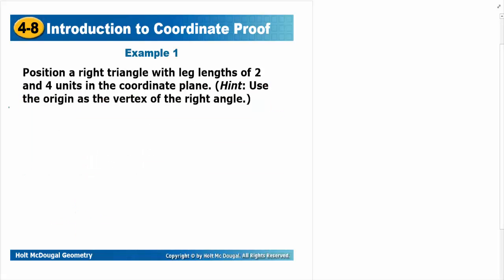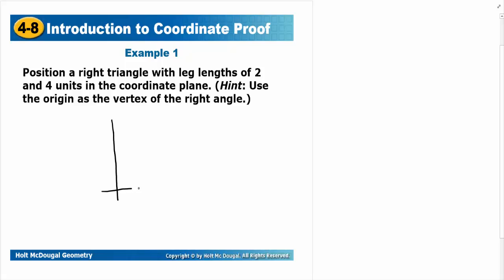All right, so example 1, it's just simple, just kind of getting figures drawn correctly. We're just going to position a right triangle with legs of 2 and 4 in the coordinate plane. That's all we're doing. It's about showing how we label these figures. So example 1, just a quick little drawing here.